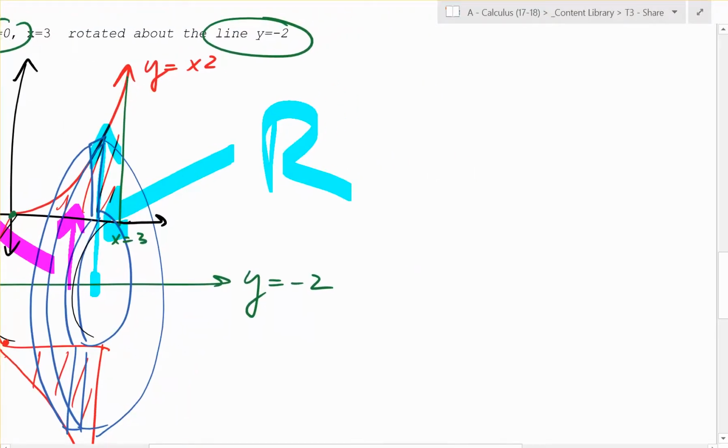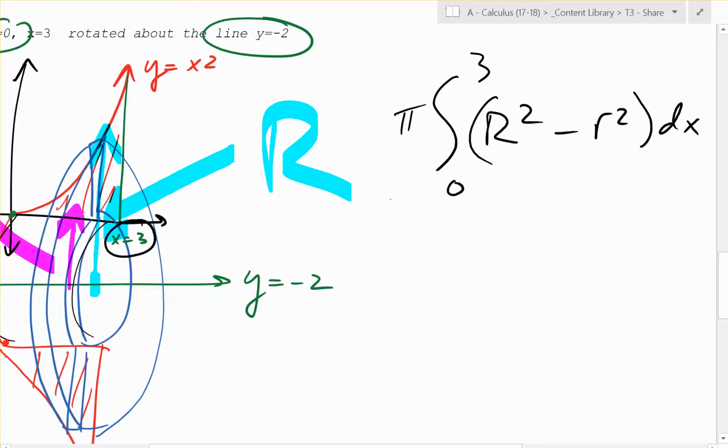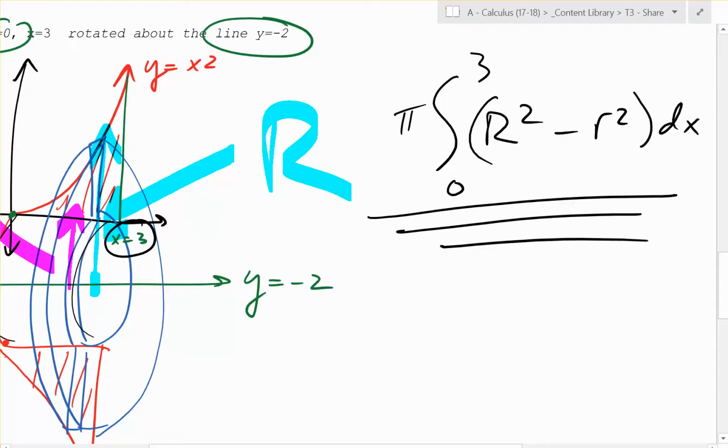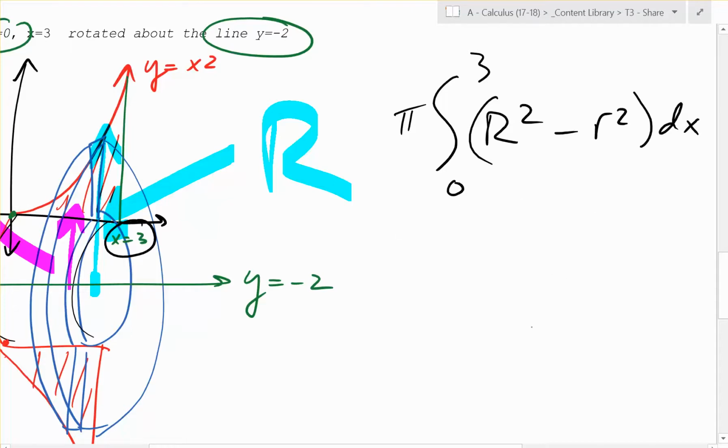So the integral we're looking at is pi times the integral from 0 to 3. That's this 0 to 3. And it's going to be big R squared minus little r squared dx. This you have to know. Big R squared minus little r squared dx. Our other ones we just did had no little r in it, so it was just 0. So it's big R squared minus little r squared.